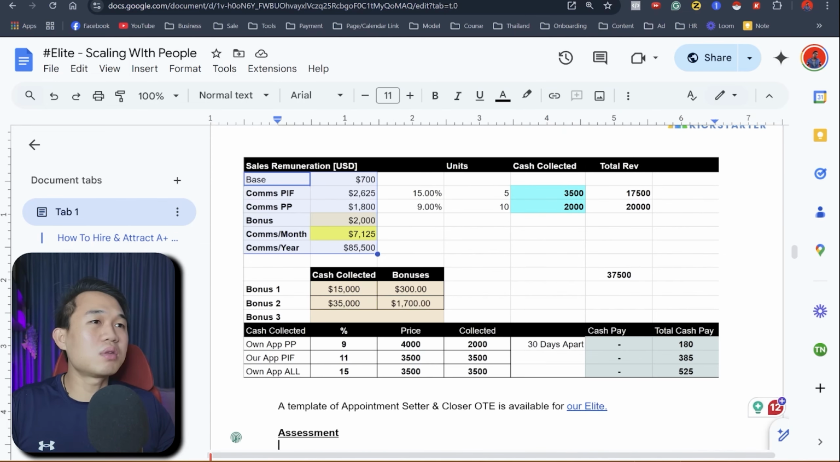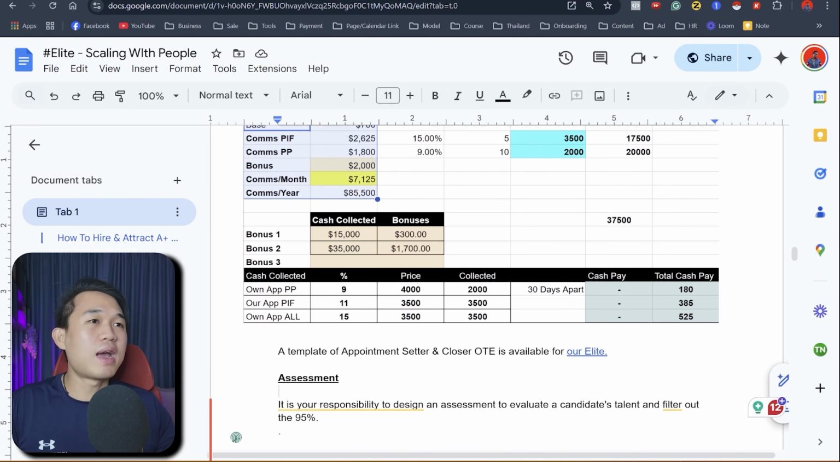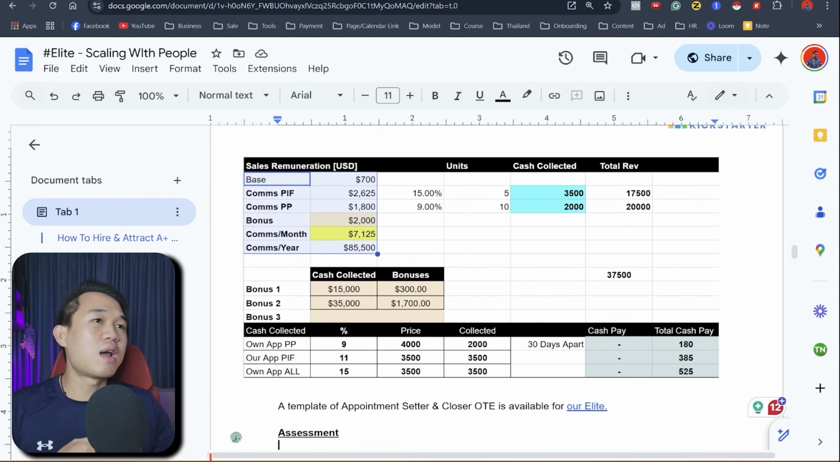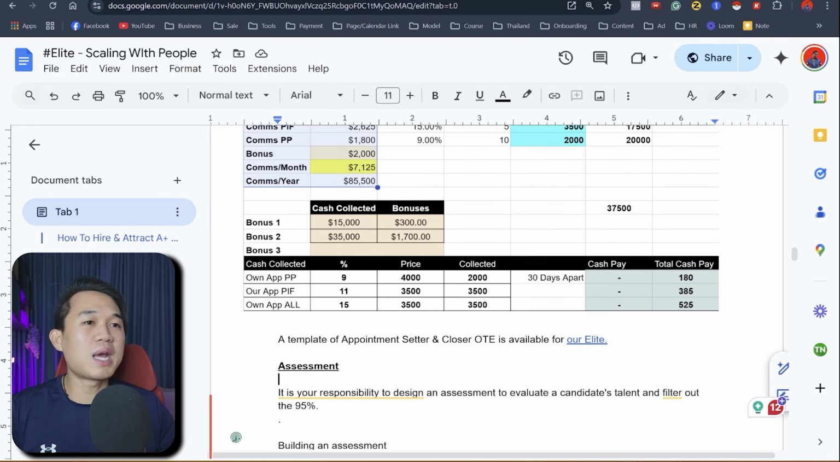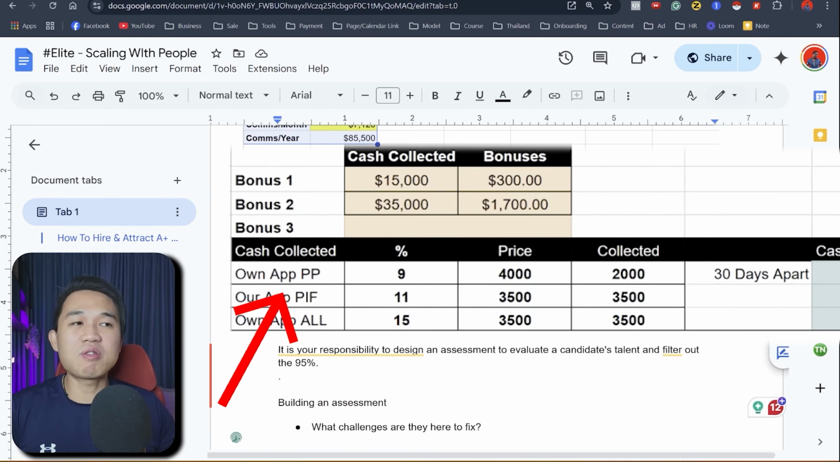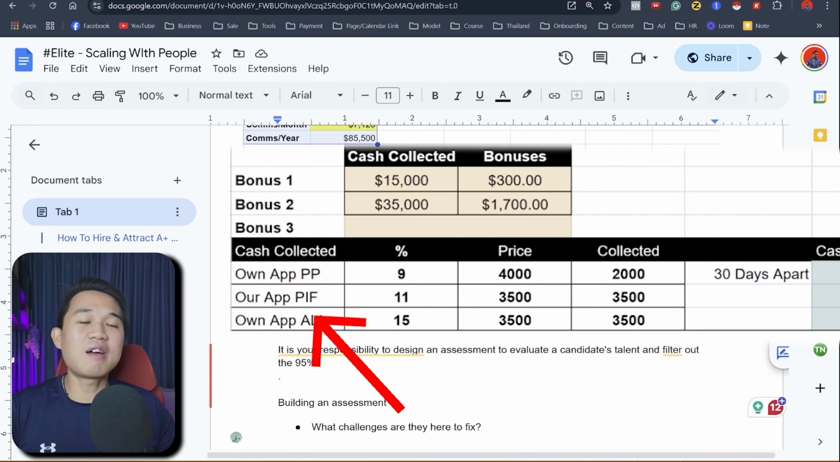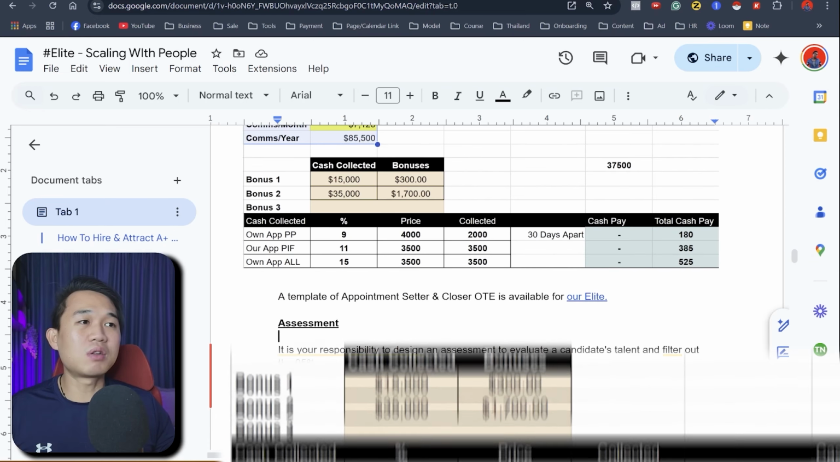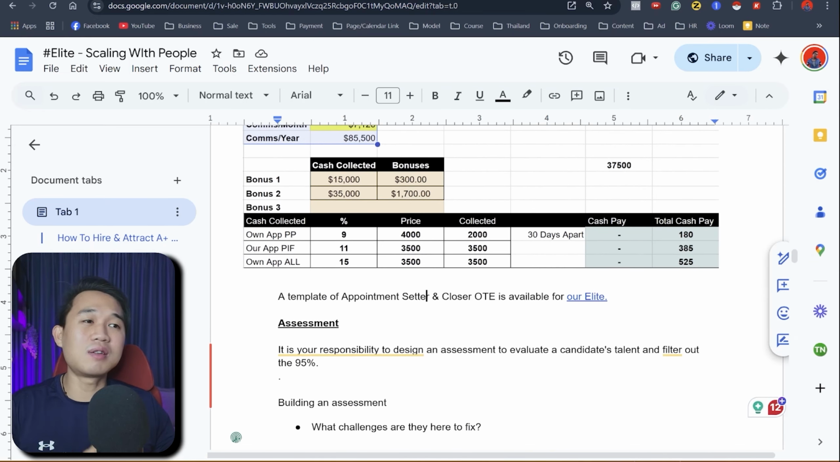So when it comes to a sales role, we normally have a base like this, and then if they reach a certain benchmark, we'll give them a bonus. And for each sale, depending on the payment, if they get PP, which stands for payment plan, PIF, which stands for pay in full, stuff like that, they will get different commission based on all that, right? If you are part of our lead, we're actually giving you this exact template, and we'll guide you on how to structure your perfect OTE when it comes to hiring an appointment setter and closer, right? So make sure you check the lead out, okay?